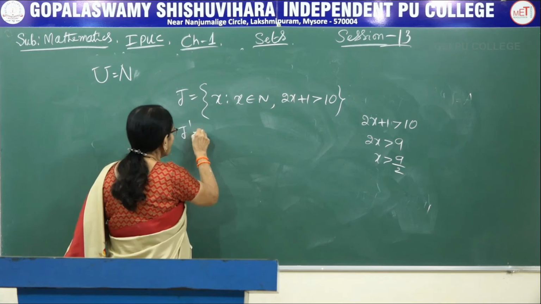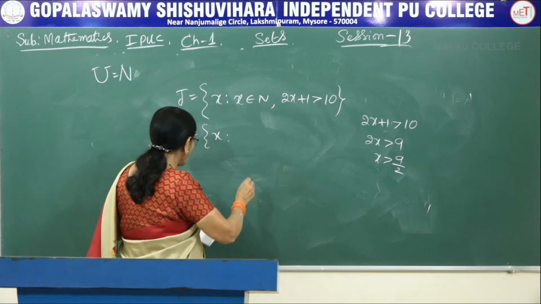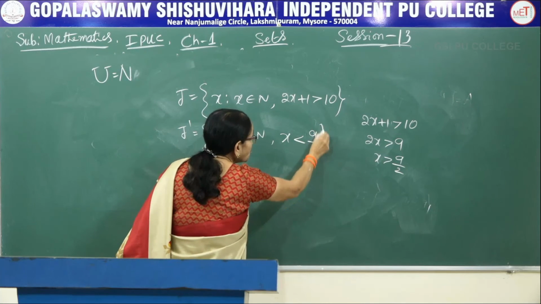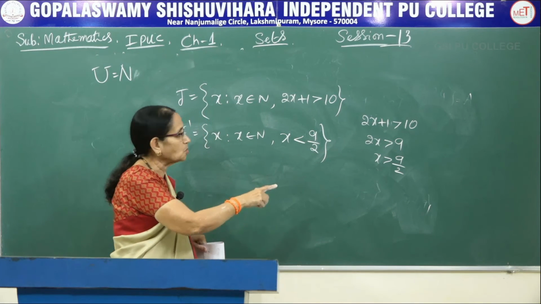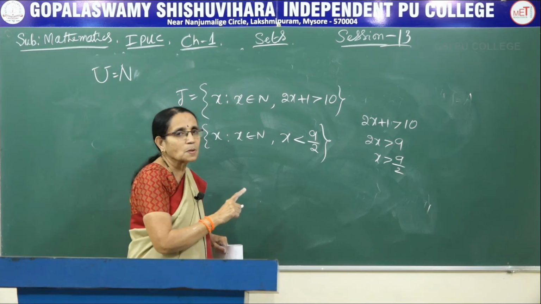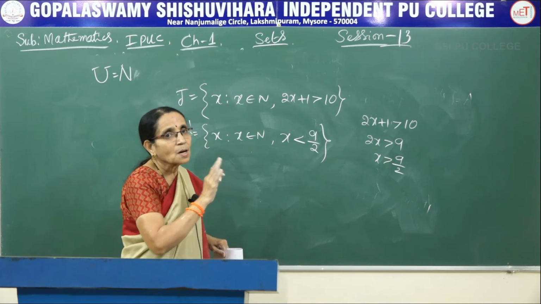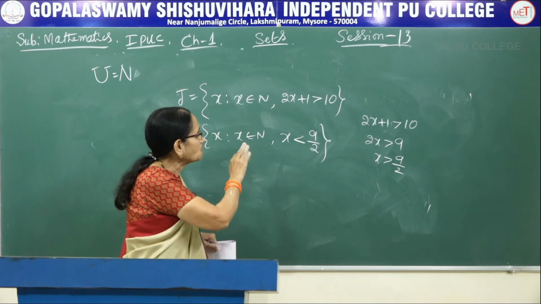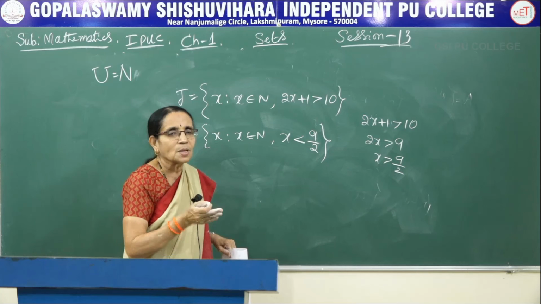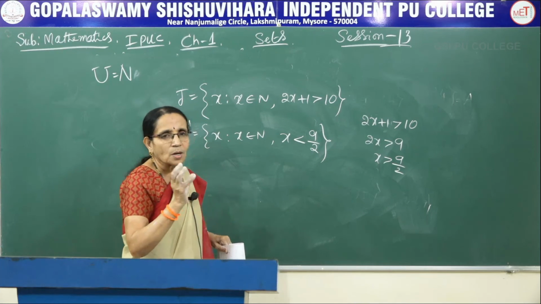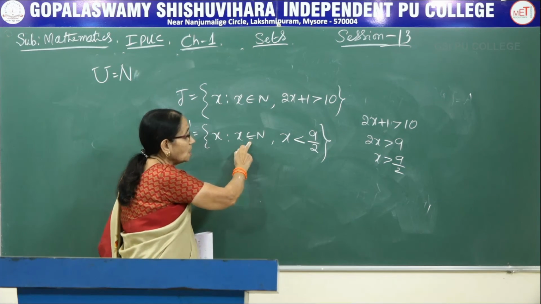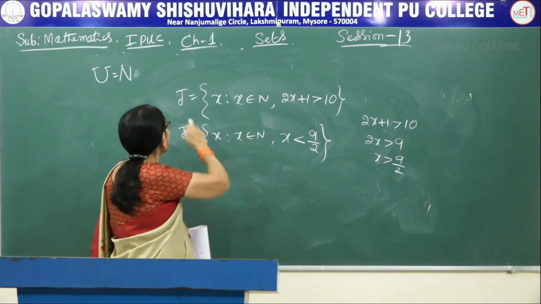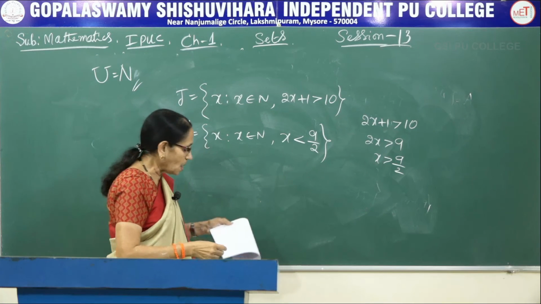Therefore, what would be J dash here? It contains all x such that x belongs to N and x is strictly less than 9 by 2. We cannot write the equality here. Equality would make it a rational number, but we are considering only natural numbers. Therefore there also strict inequality. x is less than 9 by 2, that is 4.5. Less than means 4, so it contains 1, 2, 3, 4. This condition x belonging to N should be there, otherwise less than 0 also we have to take into consideration, which is not possible because the universal set is the set of natural numbers.